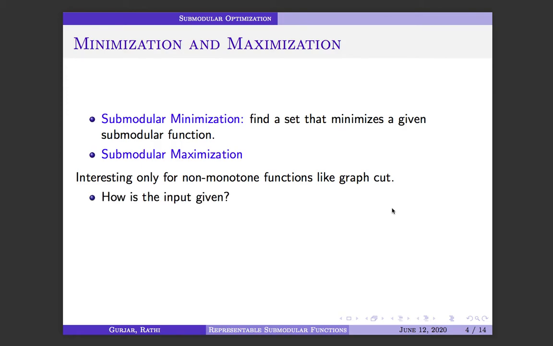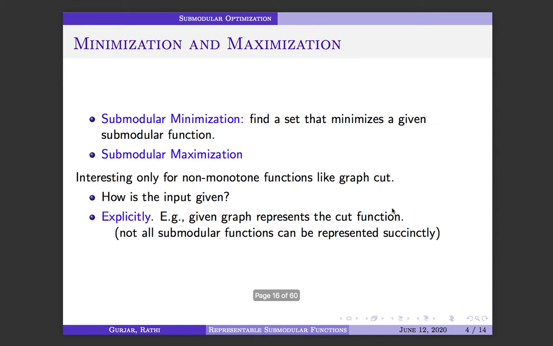Now, one important question here is how is the function given to us as an input? One possibility is that the function is given explicitly. For example, the cut function can be simply represented by the underlying graph. There are many other submodular functions which can be represented in such a way explicitly. However, it is known that not all submodular functions can be represented succinctly.